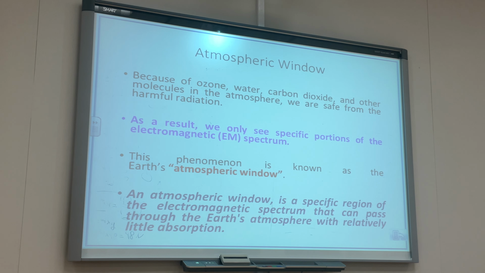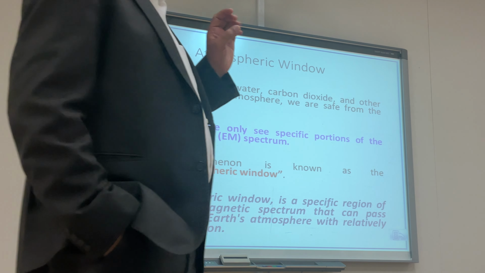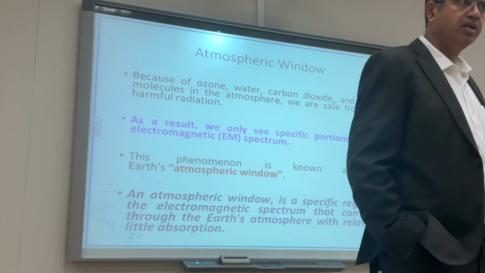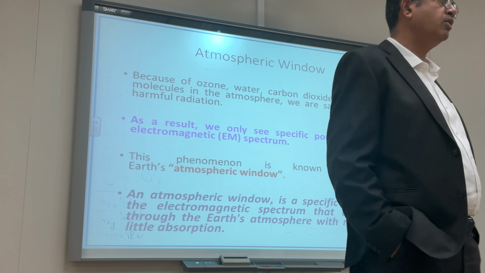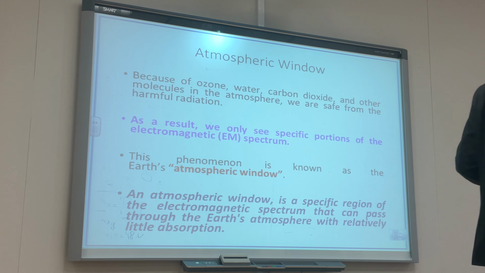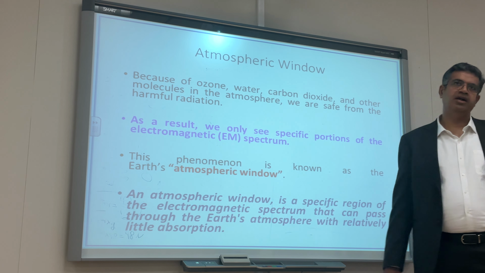Are X-rays and gamma rays a part of the atmospheric window? Can they pass through the Earth's atmosphere? No, they are absorbed in the Earth's atmosphere. So X-rays and gamma rays, those radiations which cannot pass through the Earth's atmosphere, are not a part of the atmospheric window. They are absorbed in the Earth's atmosphere and cannot pass through it. As a result, they are not a part of the atmospheric window.